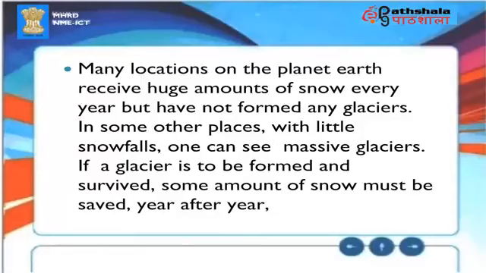Many locations on planet Earth receive huge amounts of snow every year but have not formed any glaciers. In some other places, with little snowfall, one can see massive glaciers. If a glacier is to be formed and survive, some amount of snow must be saved year after year.